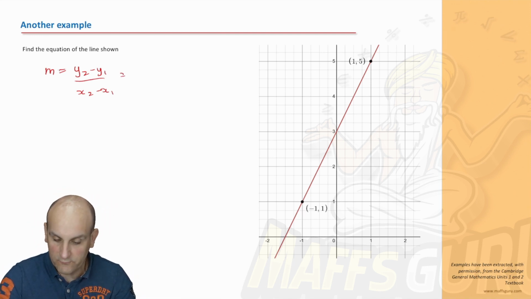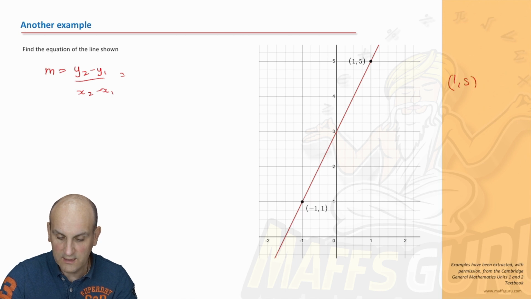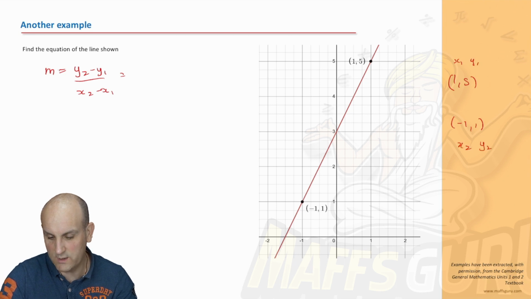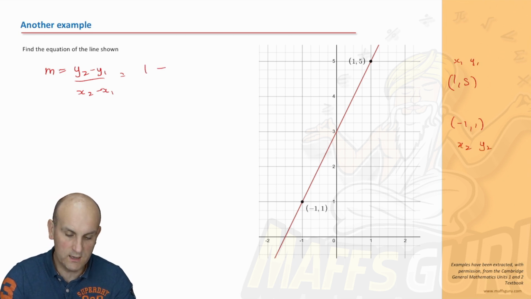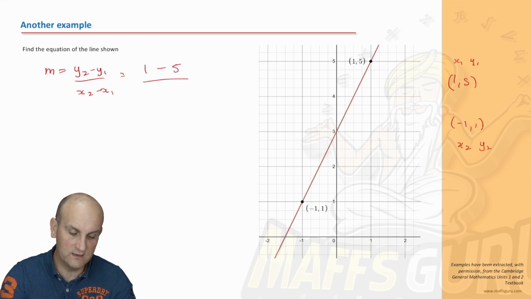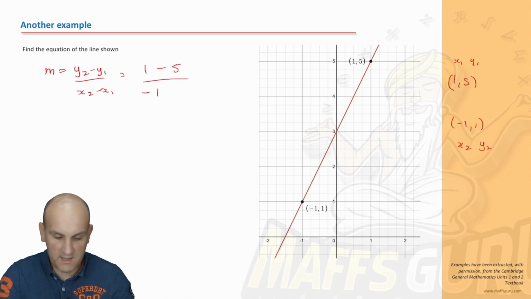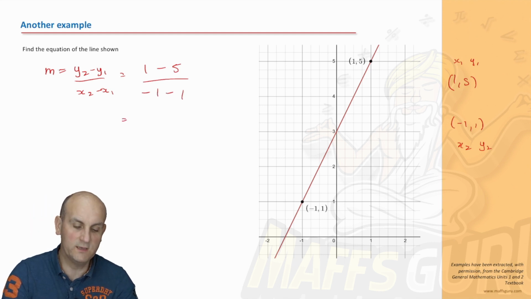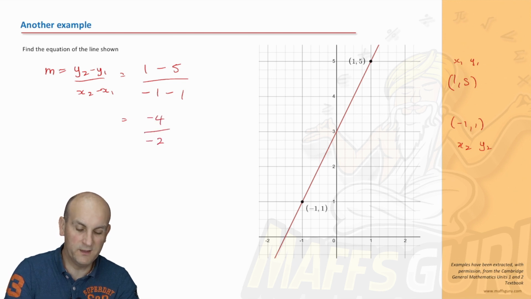So what have we got? We've got 1, 5, and we've got minus 1, 1. So let's call that x1, y1, x2, y2. So we're going to do y2, which is 1, minus y1, which is 5, negative numbers. And we're going to do x2, which is minus 1, minus x1, which is minus 1. All right, so 1 minus 5 is minus 4. Minus 1 minus 1 is minus 2. The minus and the minus give me a plus, and 4 divided by 2 is 2.